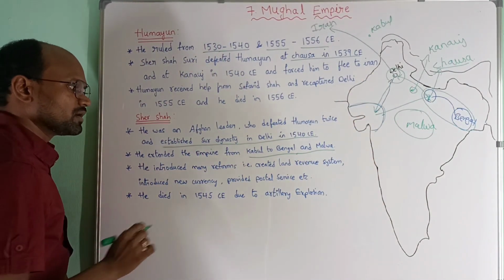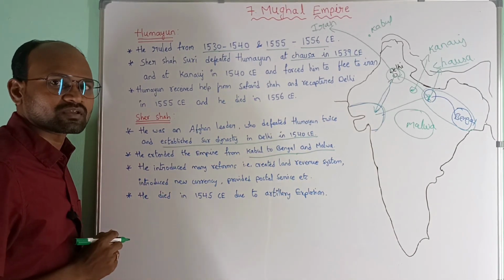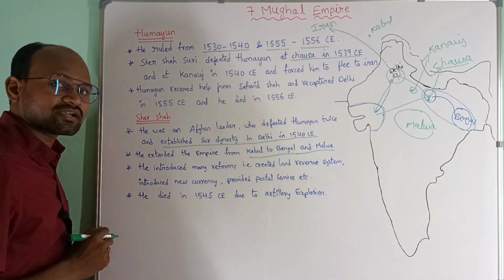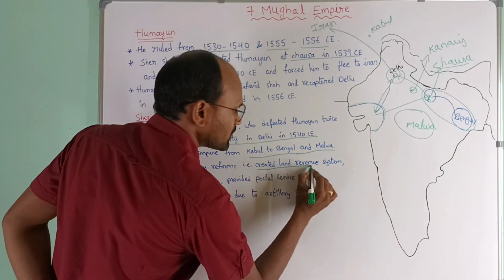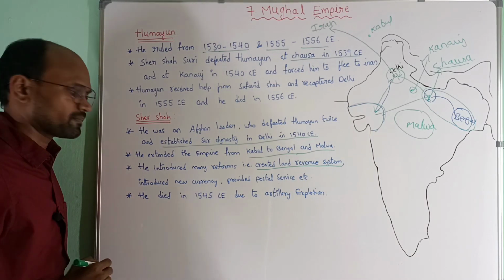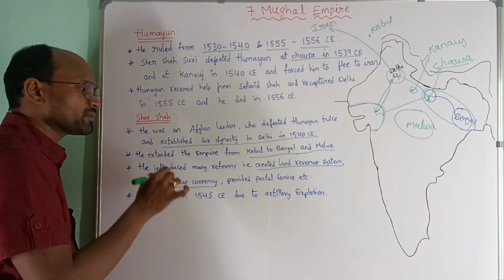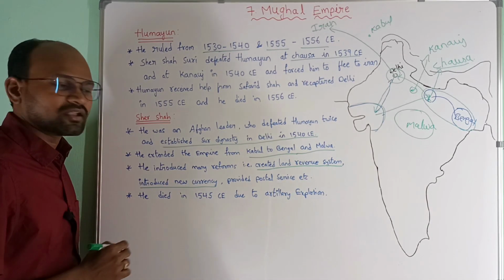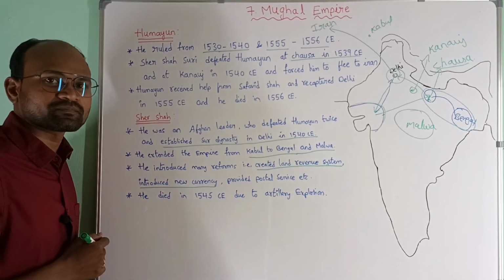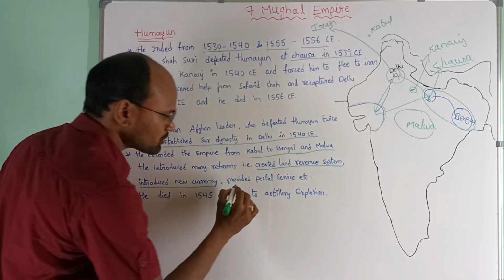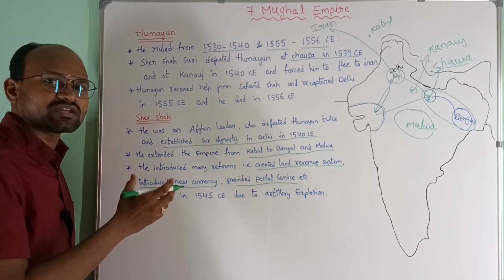By this we can understand that Sher Shah Suri was a strong, powerful warrior. Not only that, he was also a very good administrator. He introduced many reforms and created the land revenue system. He also introduced a new currency. The currency introduced by Sher Shah Suri is the rupee. So we can say that Sher Shah Suri was the founder of the rupee in India. That was his significance. And he also provided postal service across the empire. That was the significance of Sher Shah Suri.